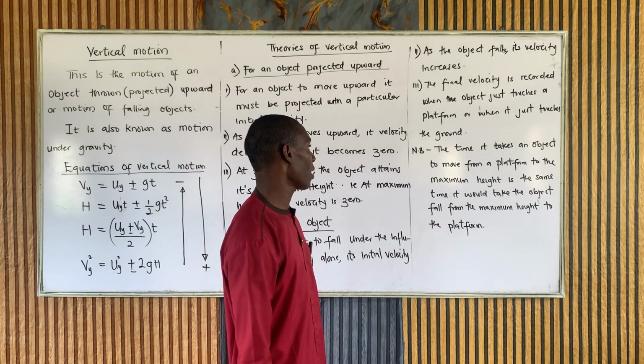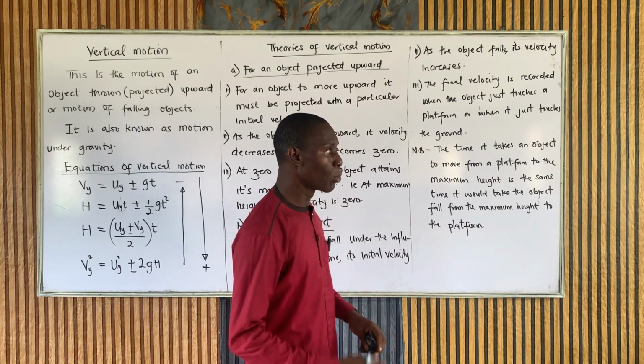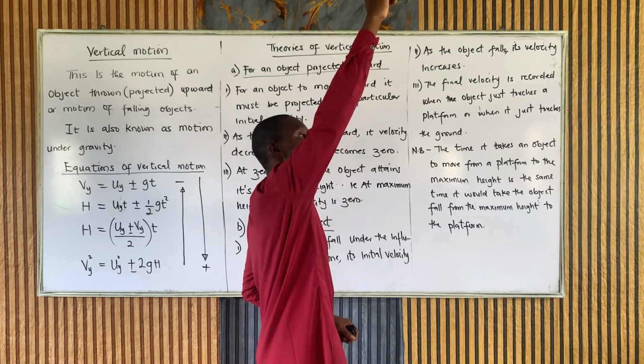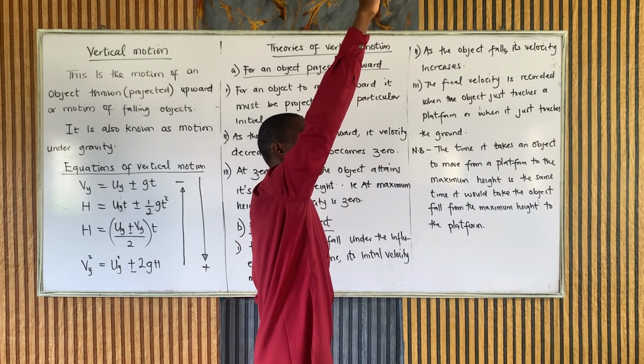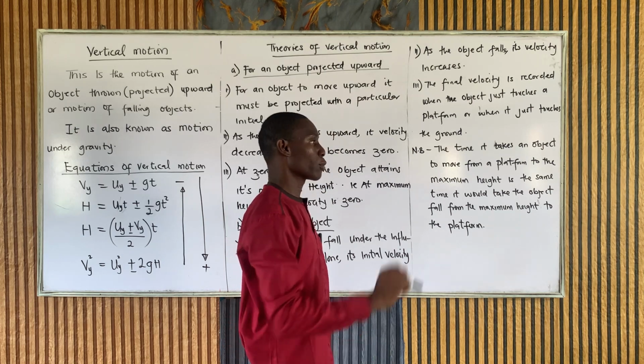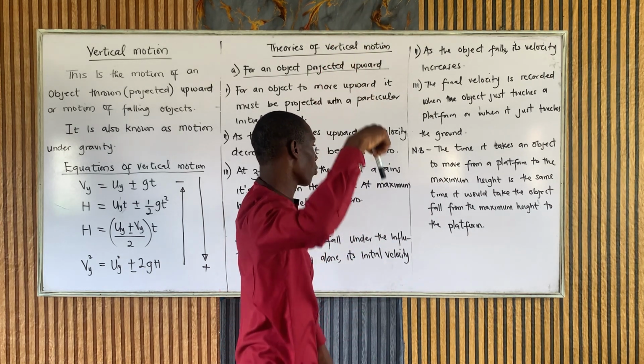Secondly, I want us to understand that the time it takes an object to move from a platform to the maximum height, it's the same time it takes the object to come back from that maximum height to that platform. If it takes 3 seconds to move from the platform to the maximum height, it also takes 3 seconds to move from the maximum height to the platform.